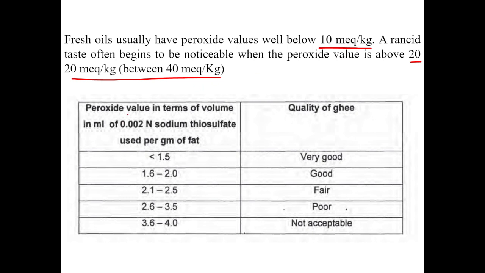But I have already told you that the peroxide value can also be expressed as the volume of 0.002 normal sodium thiosulfate per gram of the fat, and if we are using this unit, then the grading will be like this. If less than 0.5 is obtained, then we'll say that it is very good. 1.6 to 2, then it is good quality. 2.1 to 2.5, fair quality. 2.6 to 3.5, poor quality. 3.6 to 4, then it is not acceptable. So depending on our result, we can categorize the sample as very good, good, fair, poor, or not acceptable, depending on the peroxide value obtained in the sample.